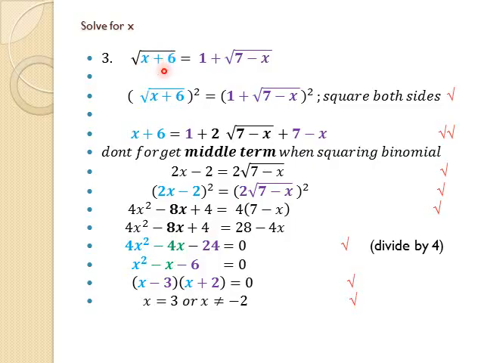But if we test now, if I put 3 in there, 3 plus 6 gives me 9. Square root of 9 is 3. 7 minus 3 would give me 4. Square root of 4, 2, plus 1 gives me 3. So I have 3 equals 3.